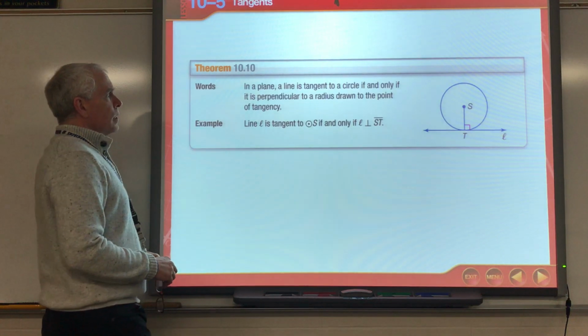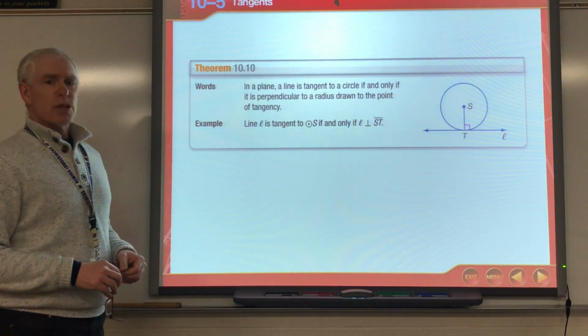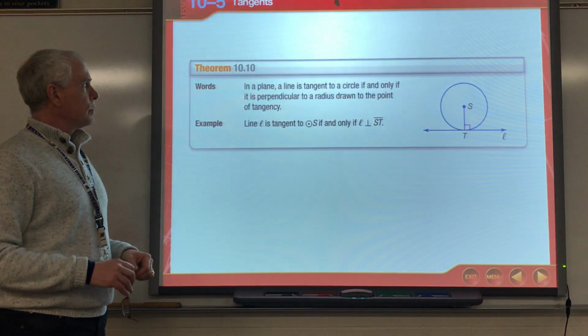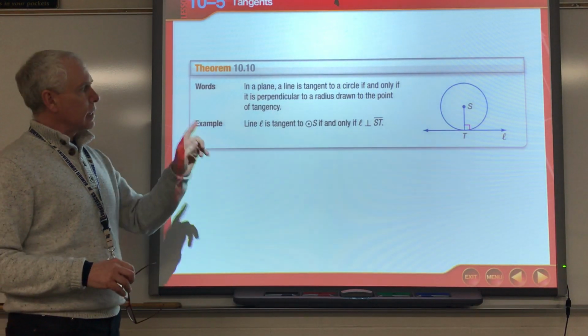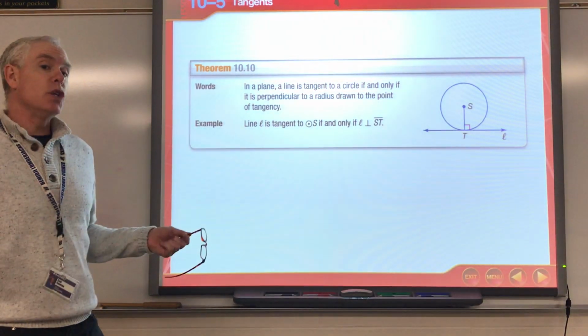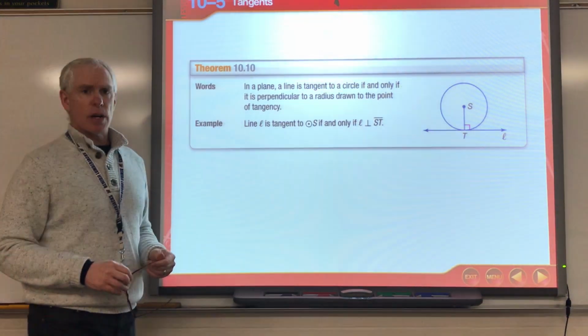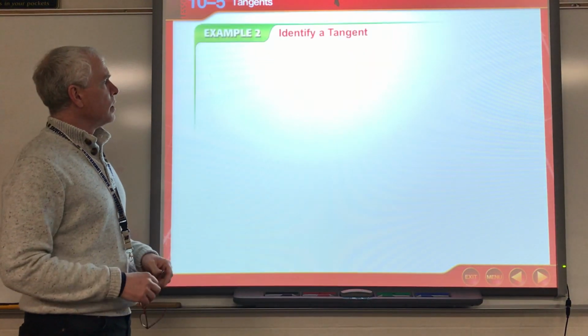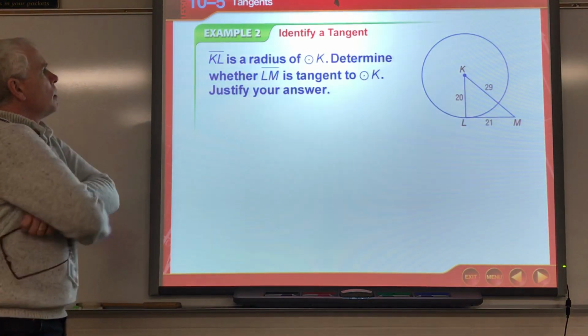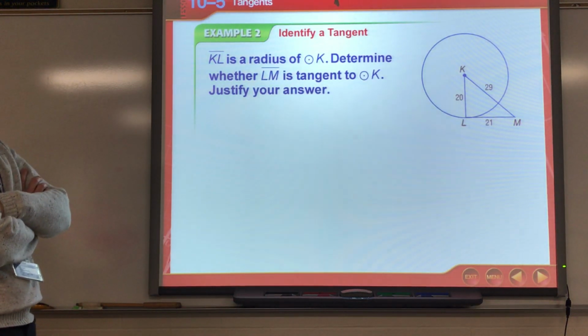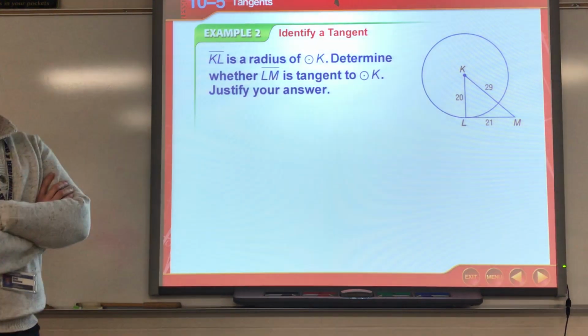All right. A line is tangent to a circle if and only if it's perpendicular to a radius at that point of tangency. So that's how I'm going to know if that line is in fact tangent. I'm going to check to see if I've got a right angle there. Okay? And so determine whether that is tangent to the circle. Well, the only way to know that for certain is to know if I have a right angle.